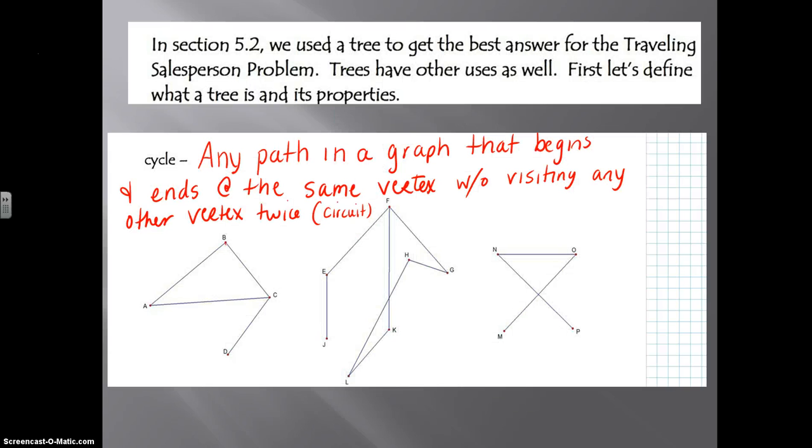Before I tell you what a tree is, we need to learn a new definition, and that definition is called cycle. Within a graph, if you can find a path that begins and ends at the same vertex and doesn't visit any of the other vertices twice, that's called a cycle or a circuit. It doesn't say that it has to touch all of the vertices. Just pick a vertex and see if you can return back to that vertex while touching other vertices. If you can, then you have a cycle or a circuit in your graph.